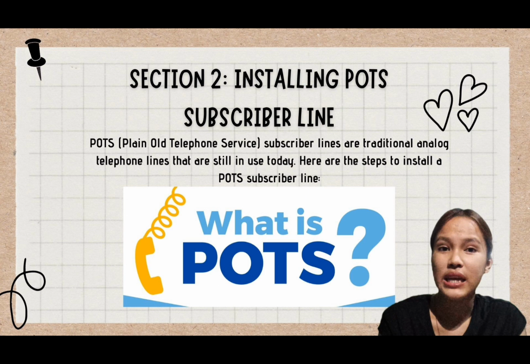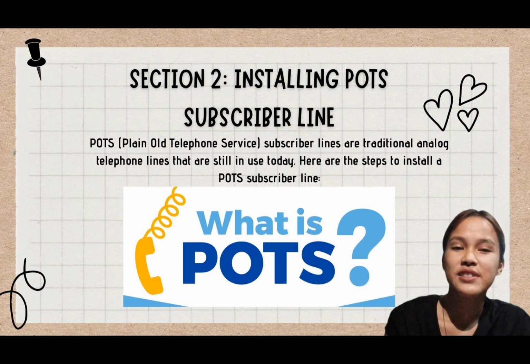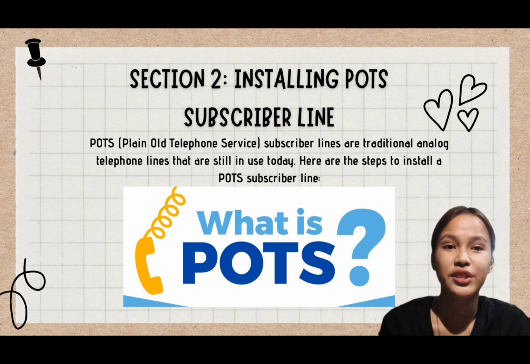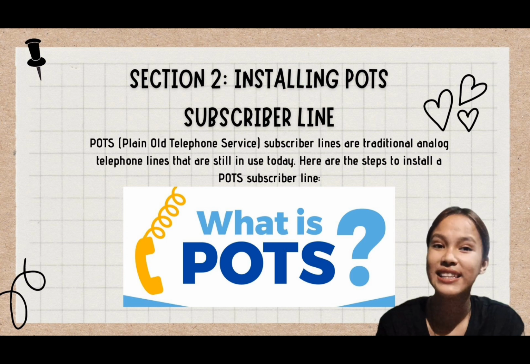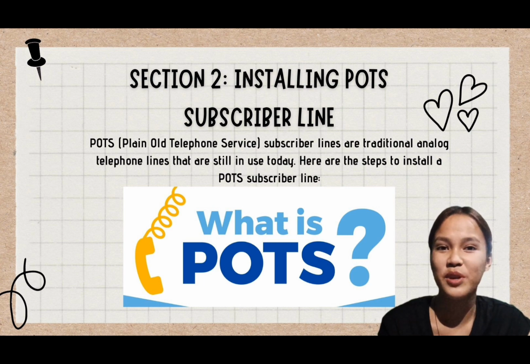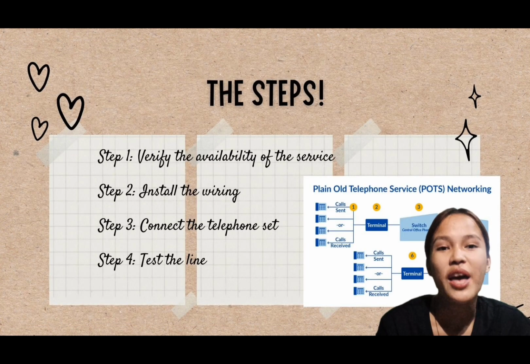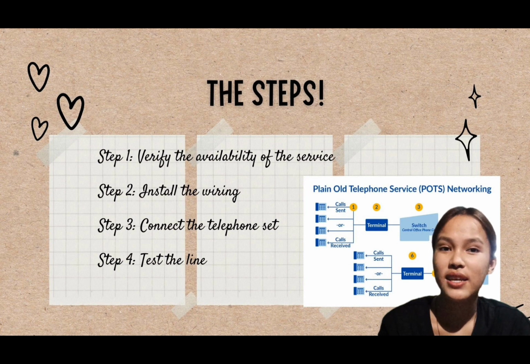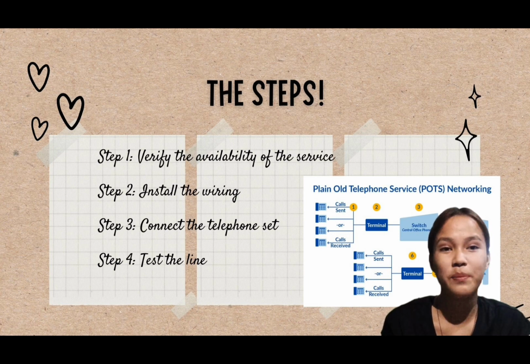Next is Section 2, installing POTS subscriber line. POTS, or plain old telephone service subscriber lines, are traditional analog telephone lines that are still in use today. Here are the steps to install a POTS subscriber line. Step 1. Verify the availability of the service. Check with the local telecom provider to ensure that POTS service is available in the area.